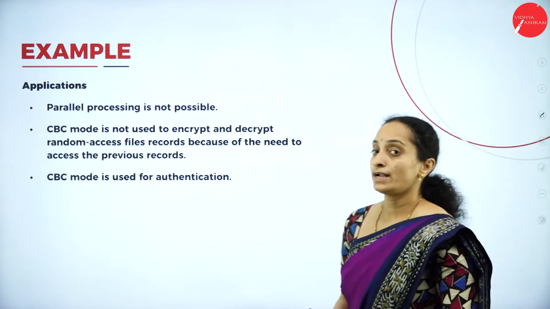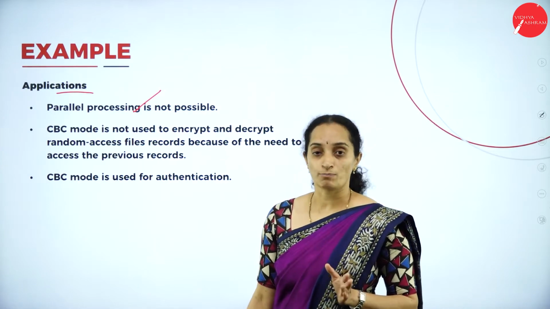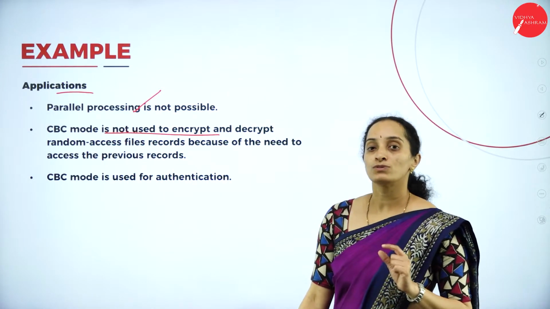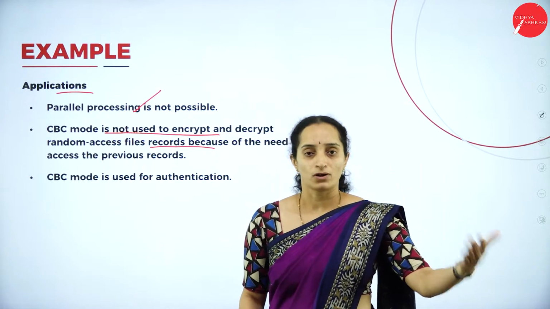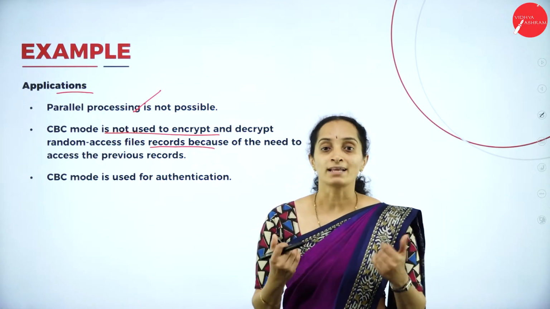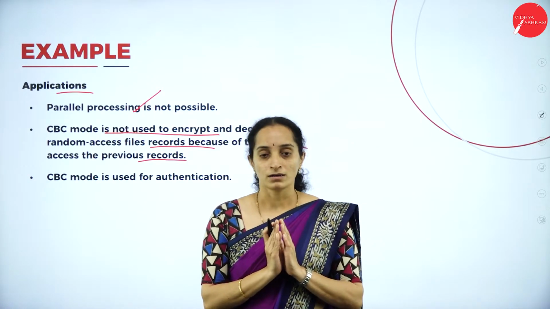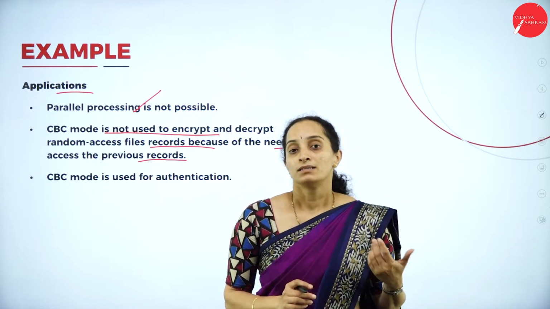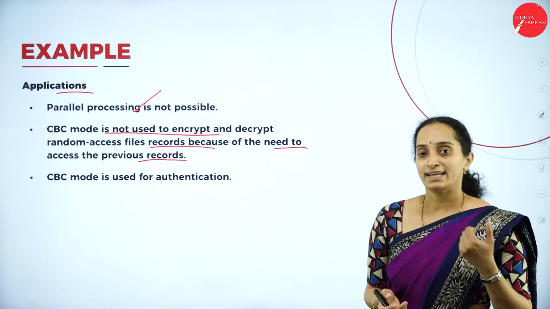When you look at the applications of the CBC mode, parallel processing is not possible because of the dependency on the previous block. CBC mode is not used to encrypt and decrypt random access file records, because each block depends on the previous block. If you check for a single block, it is not independent. It depends on the previous one. Now we have to check the previous block. Again, it is not independent. Now we have to go for the previous block. Like this, it becomes redundant work, which increases the work of the receiver to decrypt the blocks.